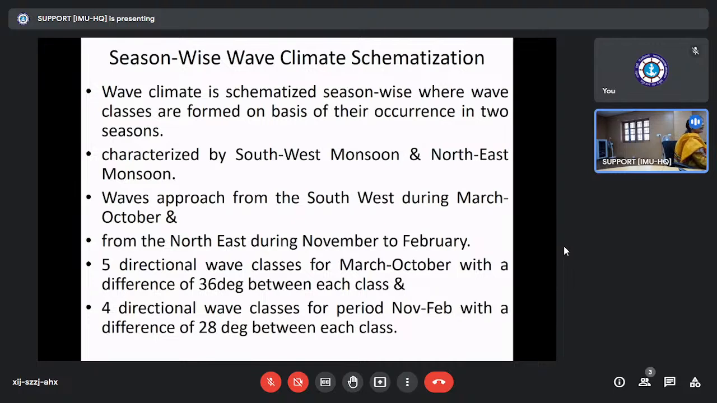Since the area is characterized by the southwest monsoon and northeast monsoon, where waves approach from the southwest during March to October and from the northeast during November to February, the full wave climate is divided into seasons. Since the major part is during March to October, the wave directions were divided into 5 bins with a difference of 36 degrees between each wave class, and for the period of November to February, 4 directional wave classes were formed with a difference of 28 degrees between each class.